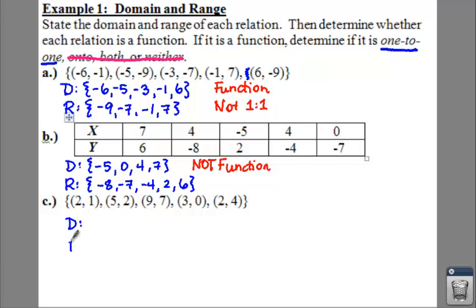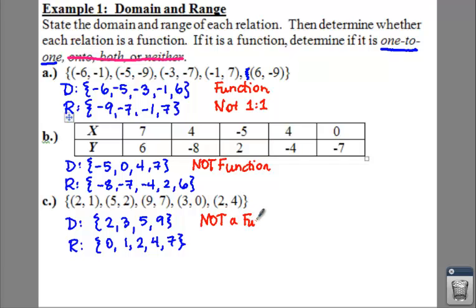So then for C, notice you have ordered pairs again. Your relations can be given to you in ordered pairs. It could be a graph, it could be a table. Here for C, we're going to do another set of ordered pairs. So we're going to say 2, 3, 5, 9. Notice how we didn't repeat the 2 again. Even though you have a repeated x value, it can't be a function. So here's your range: 0, 1, 2, 4, and 7. Because of the repeated 2, this is not a function. So once again, it cannot be one-to-one.